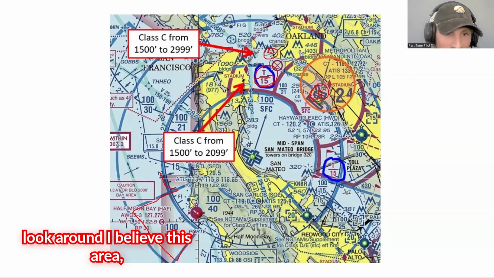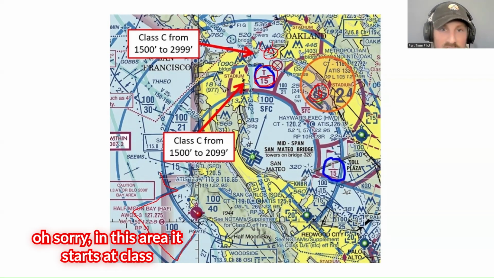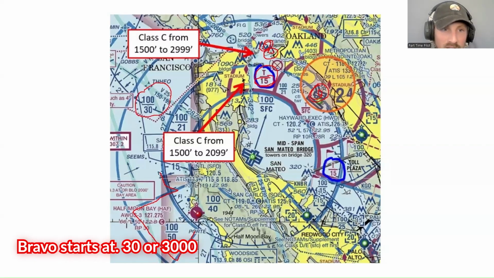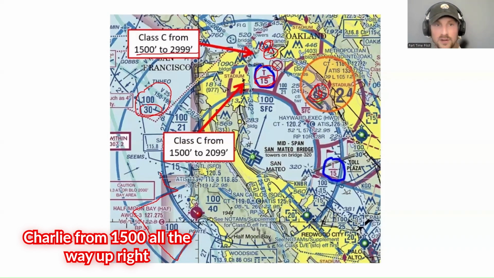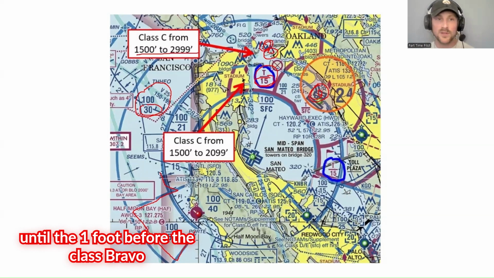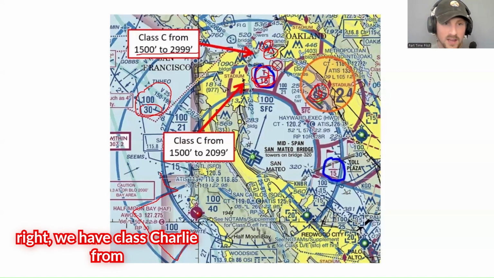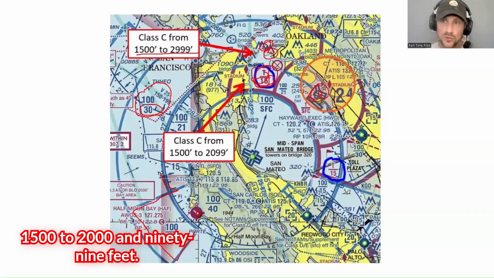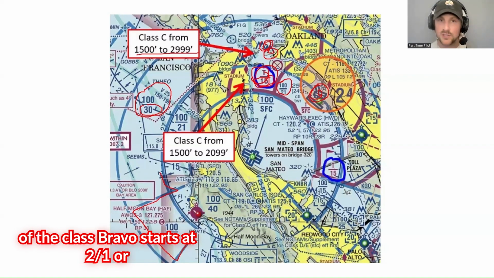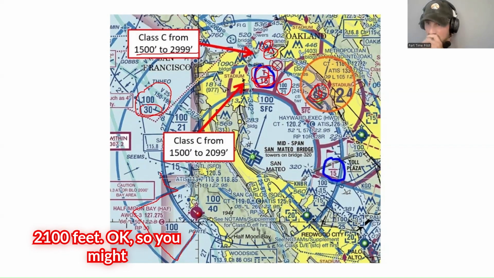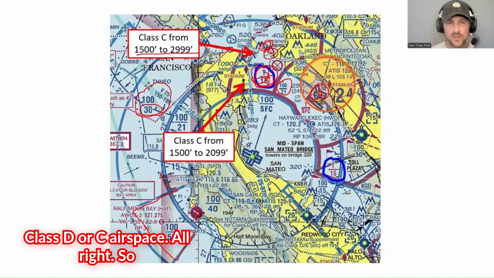So if I look around, I believe in this area, Class Bravo starts at 30, or 3,000 feet. So in this area, we have Class Charlie from 1,500 all the way up until 1 foot before the Class Bravo starts at 3,000. And then inside here, we have Class Charlie from 1,500 to 2,099 feet, because if you look right here, this area of the Class Bravo starts at 21, or 2,100 feet. Okay, so you might see that T, that's what that means on Class D or C airspace.